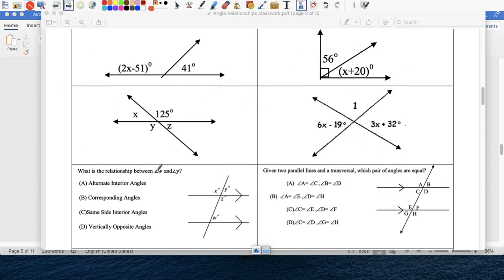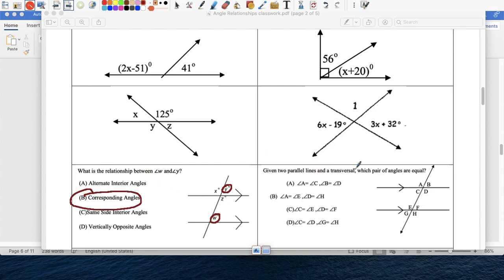What's the relationship between W and X? W, and where's W? W is right here. And X. No, sorry, W and Y. Notice that W and Y occupy the same position, right? Same location. They're both corresponding angles. So B.